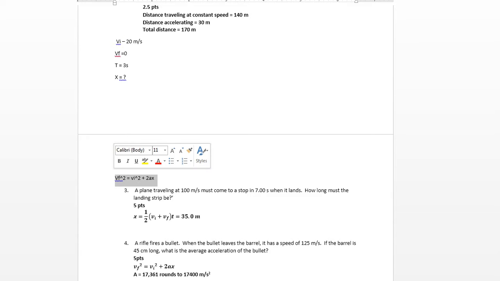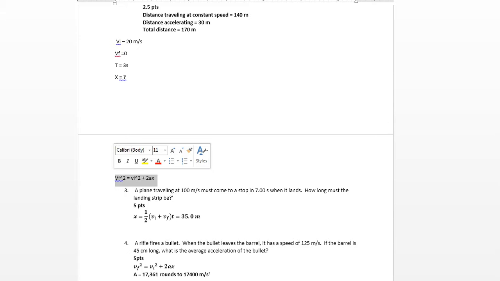So I need to pick a formula that has no A in it. Each one of the kinematics formulas is missing one of the variables. It might be missing T, it might be missing X, it might be missing A. In any case, what you want to do is find the formula that is missing that one piece of information that your problem doesn't give you.